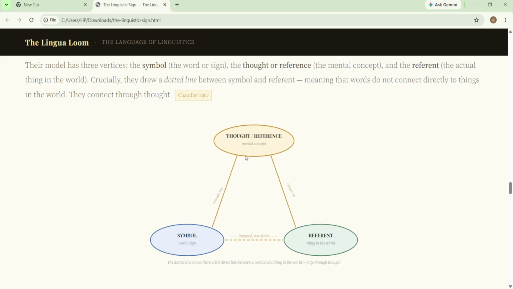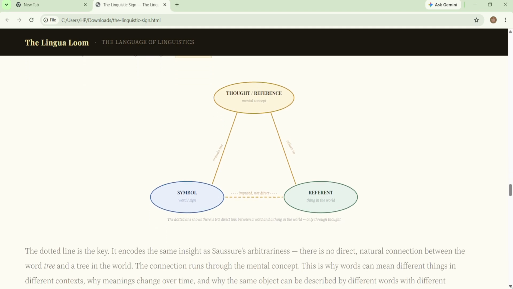This is their model. Thought or reference is the mental concept. First is the symbol, which stands for thought, or refers to the referent. The dotted line shows that there is no direct connection between them. First the symbol goes to thought, then it goes to the actual referent. The symbol is connected to the real world through thoughts. That is the simple meaning of it. So this is the model.